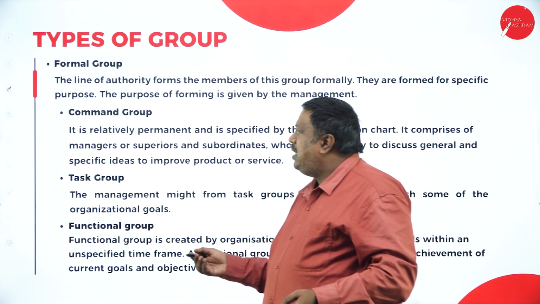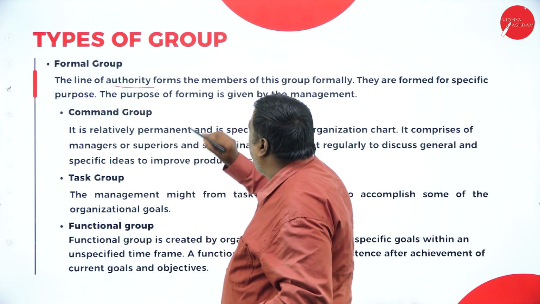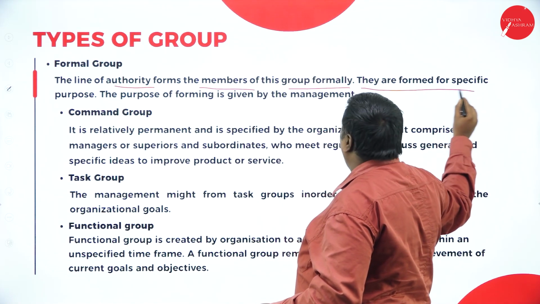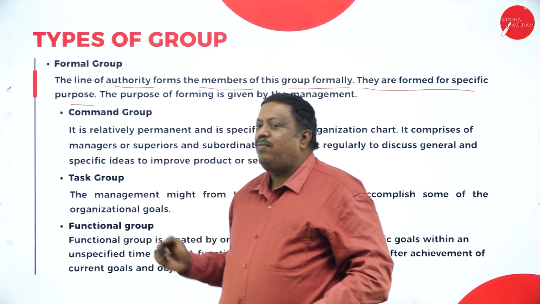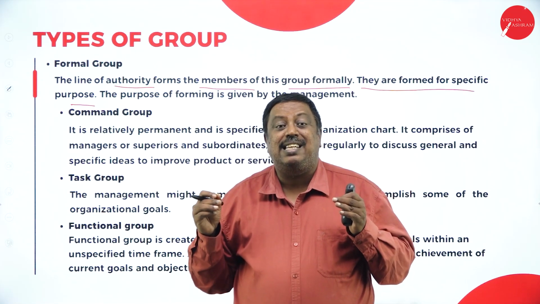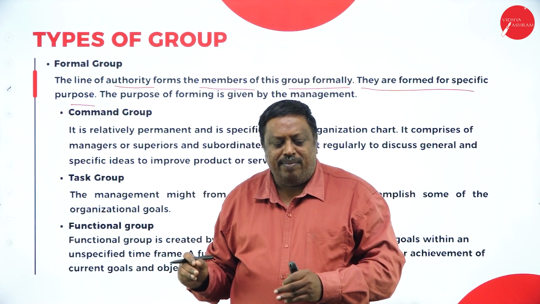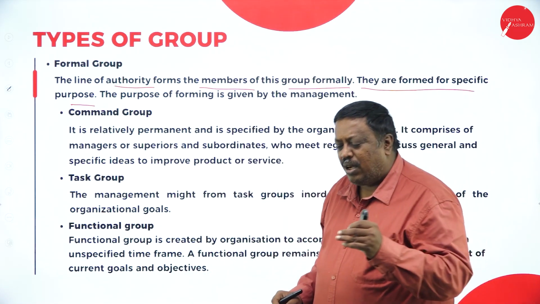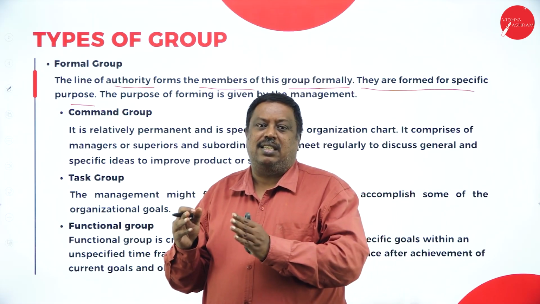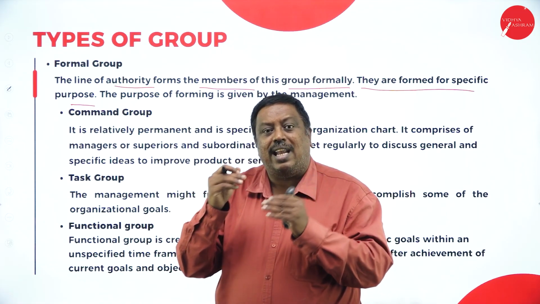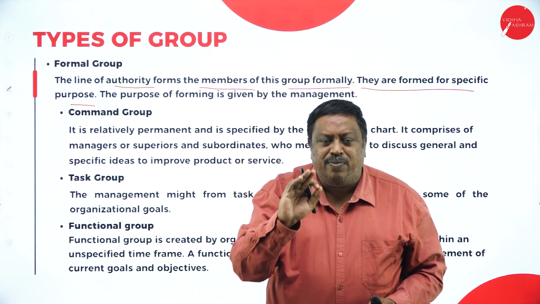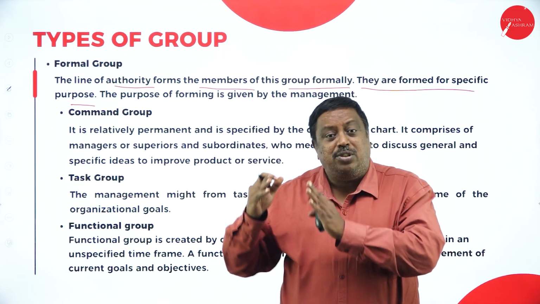See, forming a group is nothing but the line of authority forms the members of this group formally. They are formed for a specific purpose. When we make one group with a specific intention, like for example, in schools or colleges, when they make a group of students of a particular class. Why do they make the group of a particular class? To send communication related to those students, whichever is required only for those students.